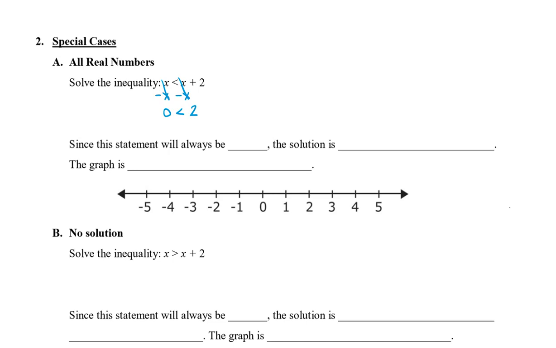Now this statement is always true. 0 is always less than 2. So since the statement will always be true, the solution is what we say, all real numbers. So the graph is also going to be all the real numbers. Now there's a symbol for this, and we can write that x belongs to this capital R with a double bar, which means that it is all the real numbers. And this R is real numbers.